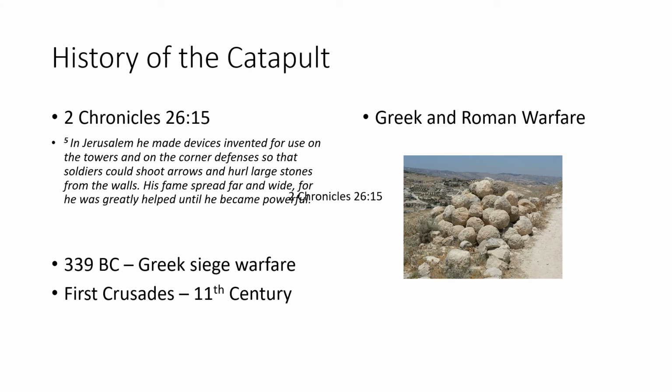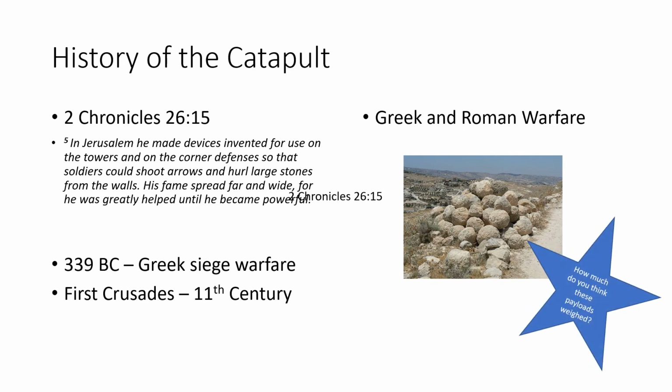And we actually have a picture here to the right of some of the payloads used from a Greek siege that happened near Syria. And my question to you is, how much do you think each one of these payloads, each one of these rocks weighed? Now remember, this is the part that would have gone into the catapult to be flung through the air. So take a minute, give a guess. What did each one of those weigh? Have a pause, take a guess, and then I'll come back and tell you the answer.